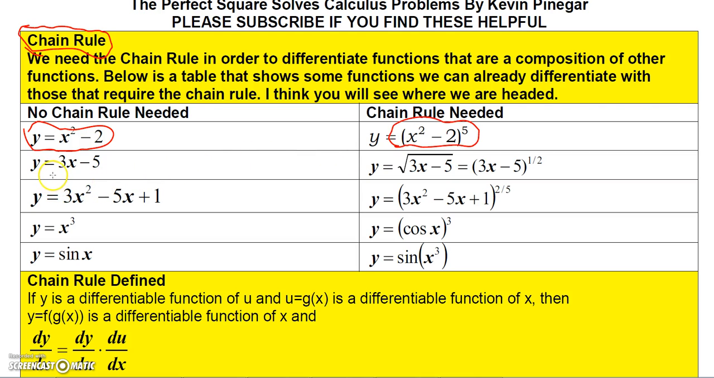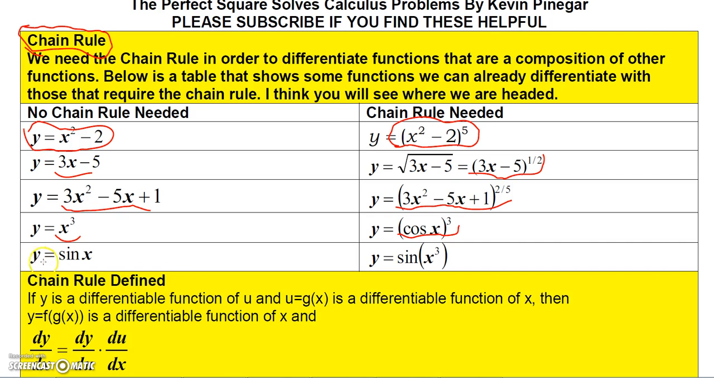We don't need the chain rule to find the derivative of 3x minus 5, but we would need the chain rule to find the derivative of the square root of 3x minus 5, which would actually be the same as (3x minus 5) to the 1/2. So if we had a polynomial, we wouldn't need the chain rule, but if we had that polynomial raised to a power, we would need the chain rule. Or if we had x raised to a power, we wouldn't need the chain rule, but if we had a trig function raised to a power, we would need the chain rule.